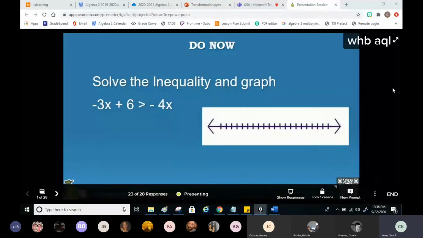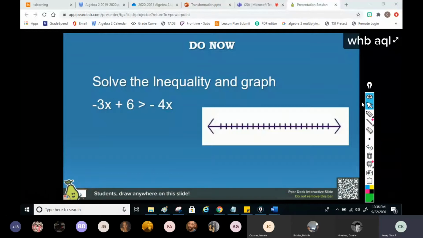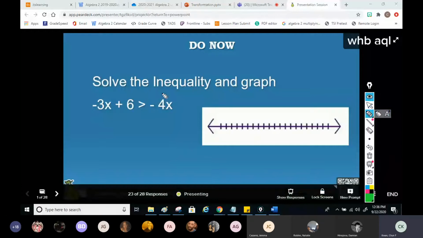All right, let's take a look at how to solve this. It seems like quite a lot of you guys are stuck, but it's okay. That's why you guys are here to learn, right? So solve the inequality and graph it.